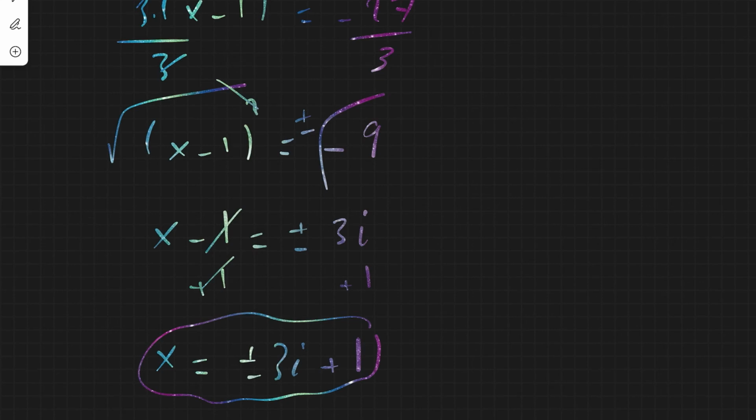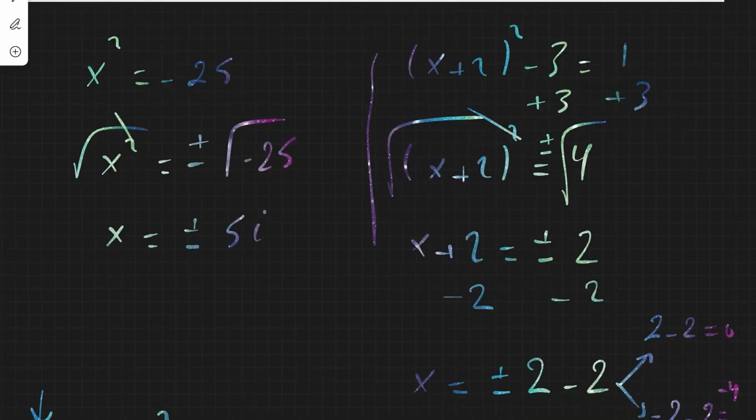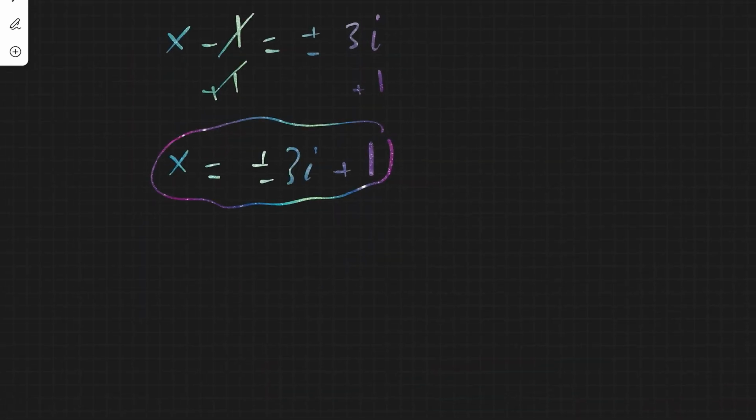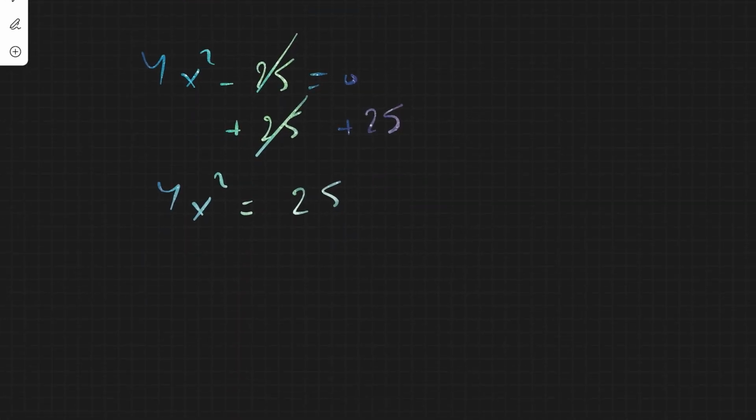For the last number, 4x squared minus 25 is equal to 0. We start isolating the 25. The opposite is plus 25 on both sides. So 4x squared is equal to 25. Get rid of 4 by dividing both sides by 4. So x squared is equal to 25 divided by 4.